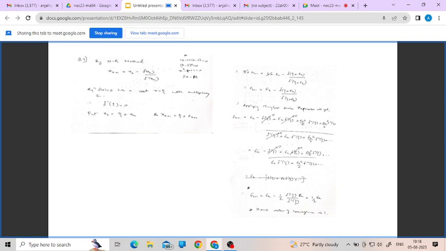Use secant method and find the value. Initial approximations have been given. x0 equals 3 and x1 equals 4. So using these initial values, you can calculate the value of x2.